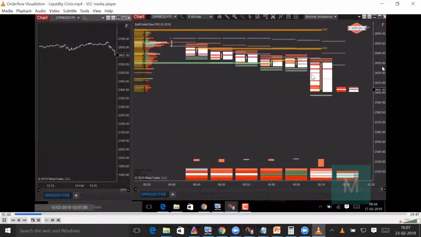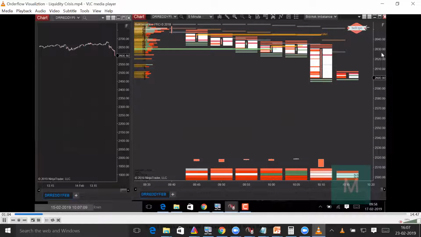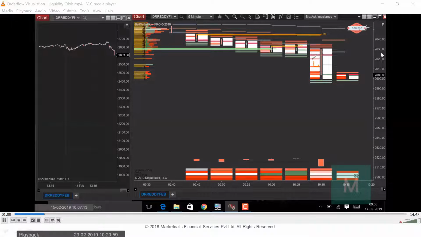You can see a lot of liquid zones are coming in. You see a lot of white spaces. Those white spaces are the places where no volumes got traded. No volumes here, no volumes here. This price just keeps going down and down. See, very less volume transaction is happening over there.